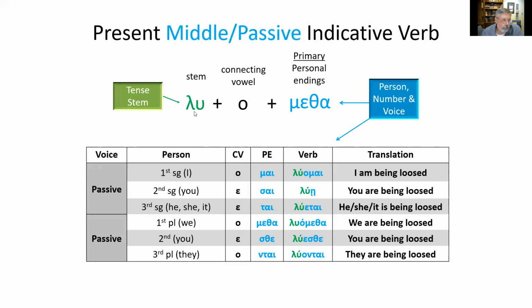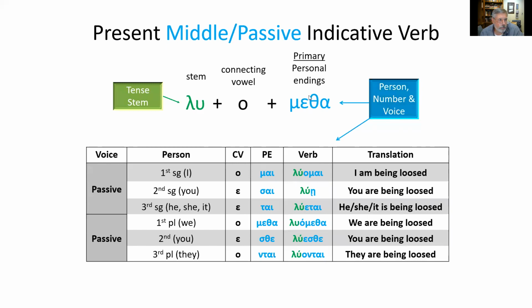The stem doesn't change. It's still lu. It still means loose. We still add a connecting vowel to it, and that's generally, not always, to help us in pronunciation. Luometha, however you want to pronounce that. We're using the primary personal endings. We haven't switched to the secondary. They're the primary endings because we're in the present tense. Once we move to the imperfect and the aorist tense, then we'll use the secondary personal endings.